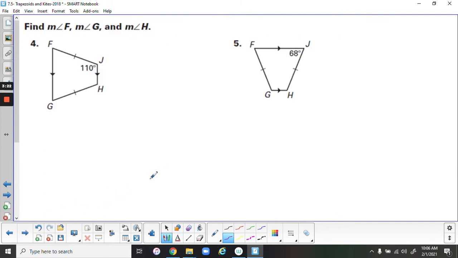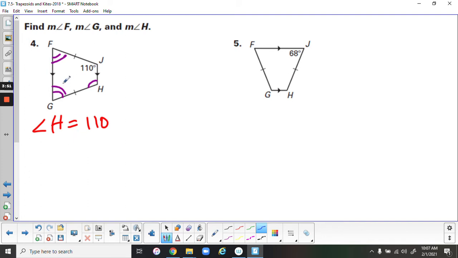All right, let's try to find some angles here. So the base angles are congruent. That means angle J is congruent to angle H, and then F and G are going to be the same. So we have angle H, that's going to be 110. And then let's find F and G.